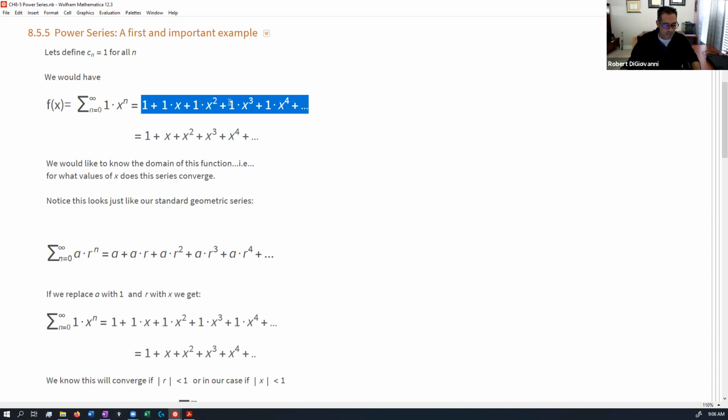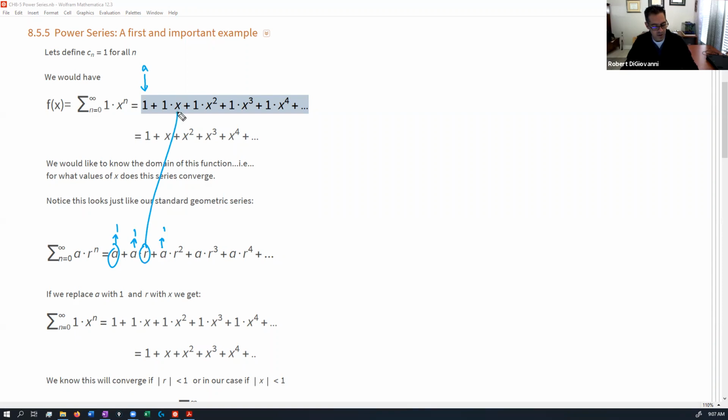Well, look at this one right here. That's really like the A in this formula, right? If that was a 1 and that was a 1 and that was a 1, and then instead of having r, do y'all see the r's are just like the x's? So that first example of a power series that we're looking at here looks exactly like a geometric series, and we know what happens with geometric series, right? If we say the A is 1 and the r is x, we replace the r with x.